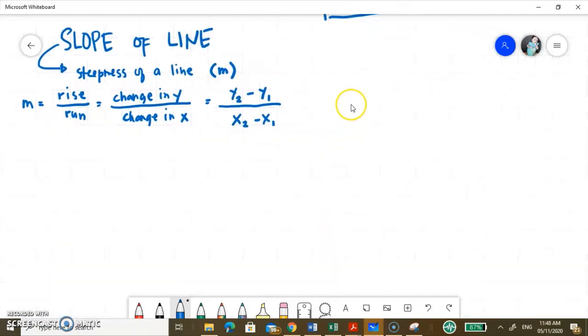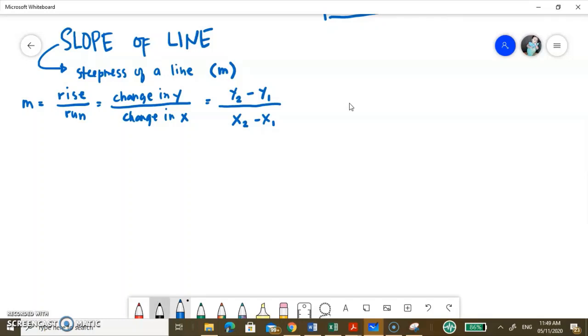So, yung slope ng line nyo, it could either be positive, negative, it could be 0. You could have a 0 slope. And then, meron din tayong undefined slope. Okay? So, kailan ba magiging positive yung slope natin? Kailan magiging negative? Kailan tayo magkakaroon ng 0 na slope tsaka undefined na slope? Ito yung ating iti-discuss ngayon.